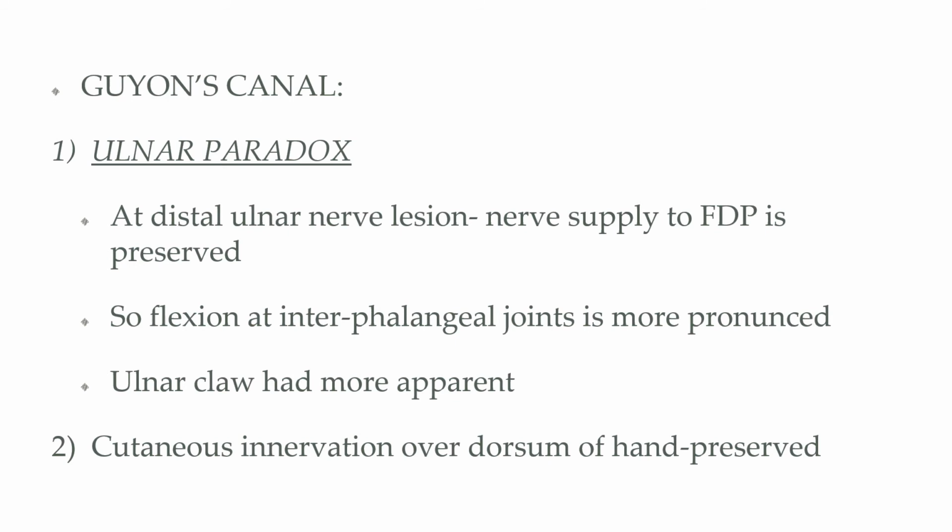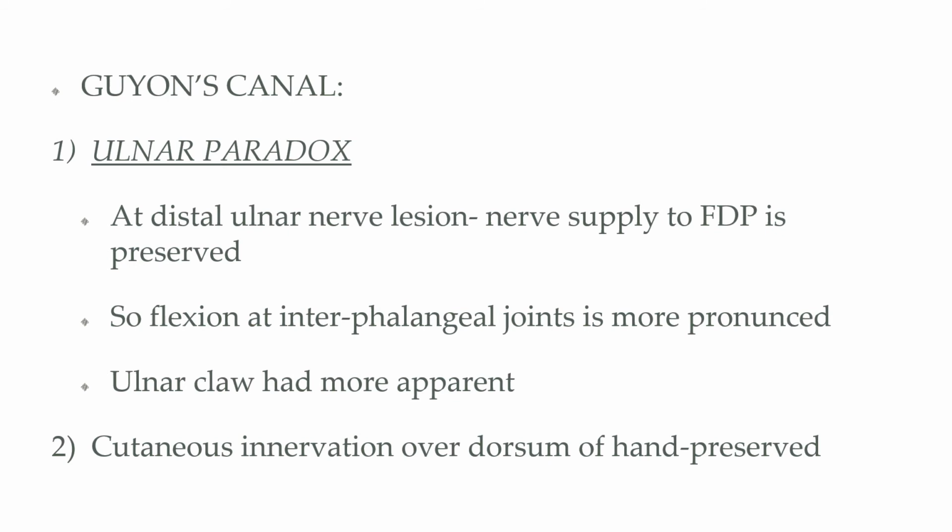In these cases in which ulnar nerve paralysis occurs at the level of the wrist joint, these cases will also present with ulnar claw hand. However, clawing will be more pronounced in these cases, and this is known as ulnar paradox, which means that the lower the ulnar nerve injury, the greater is the extent of clawing of the hand.